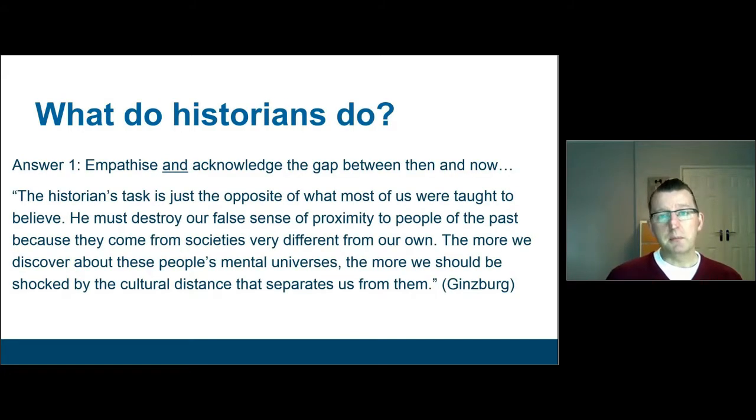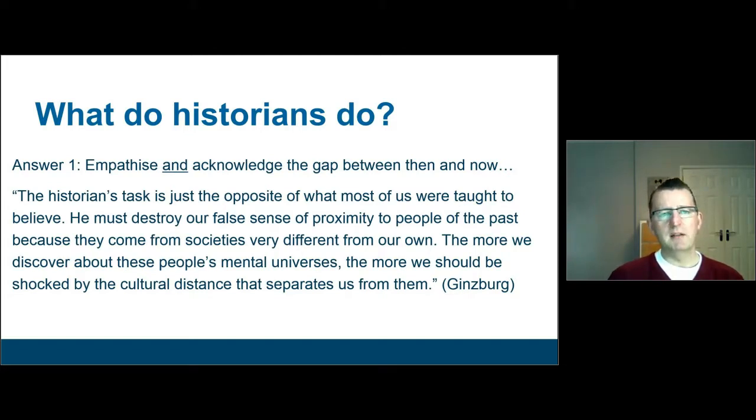So I'm just going to say something briefly about what historians do when they're engaging in history. The first answer to this question might be to empathise, but at the same time as empathising with people in the past, acknowledge the gap between then and now. This is caught in a quote by Ginsberg, who said the historian's task is just the opposite of what most of us were taught to believe. He must destroy our false sense of proximity to people of the past because they come from societies very different from our own. The more we discover about these people's mental universes, the more we should be shocked by the cultural distance that separates us from them.